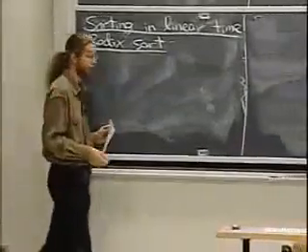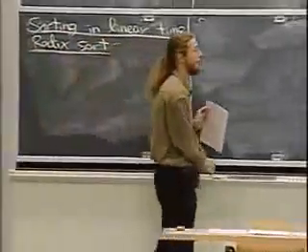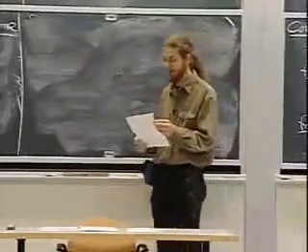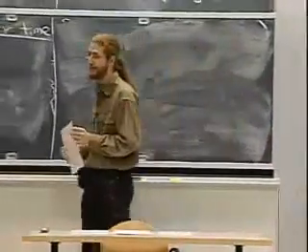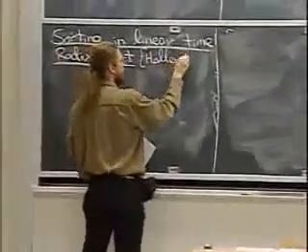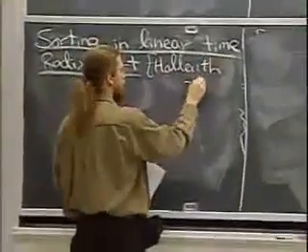This is one of the oldest sorting algorithms. It's probably the oldest implemented sorting algorithm. It was implemented around 1890. So this is Herman Hollerith, let's say around 1890.